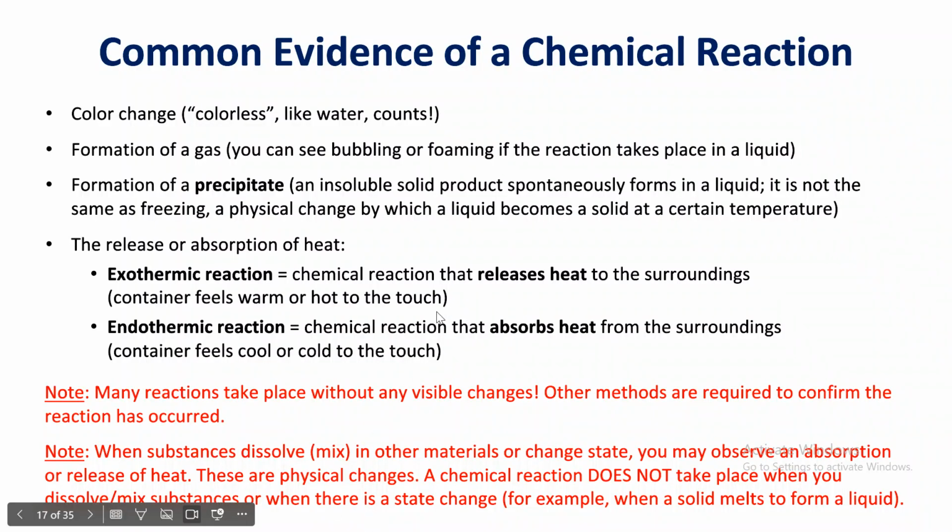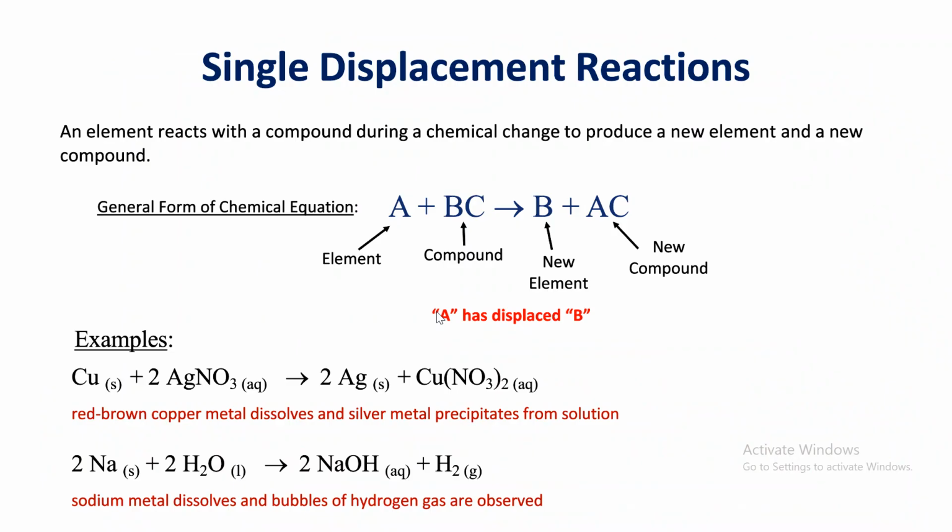A chemical reaction does not take place when you dissolve or mix. Very important. So when ice melts, or when you mix salt in water, or when you mix sugar in water, these are all physical changes because they are reversible. If you melt ice, you can freeze it and you're still going to get water. If you mix salt and water, you can boil the salt water homogeneous mixture to get the salt back. So this will be considered a physical change, which is very different from chemical change, which is what we're seeing today.